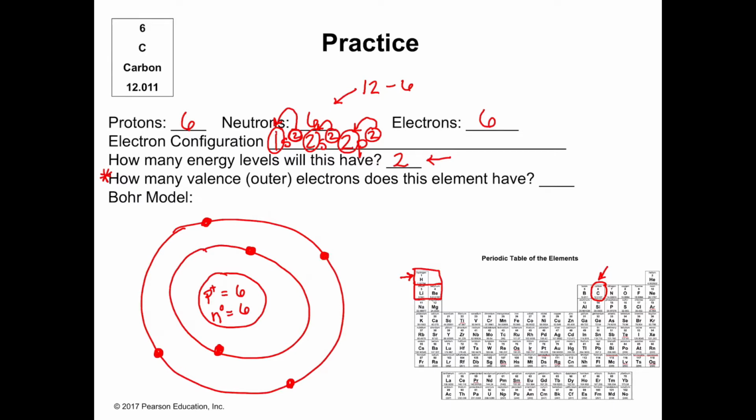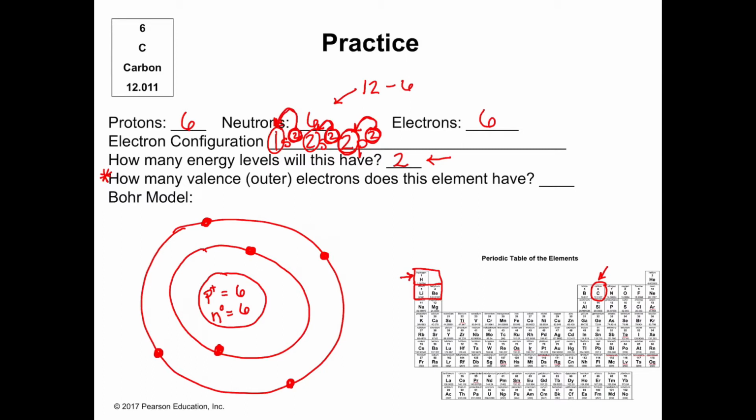Okay, so the superscripts are telling us the number of electrons, and we can look at the principal quantum number to tell us which energy level it is. So we have 2 electrons in the second energy level, plus another 2 electrons in the second energy level, and there were 2 electrons in the first energy level.